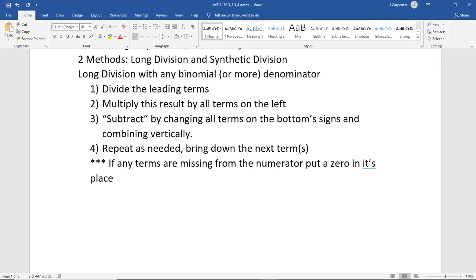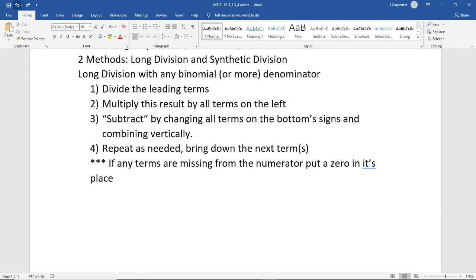Long division with any binomial or more denominator. So when I say binomial, I mean we don't care what the top is. It's just the bottom is going to be something like x squared plus 3x minus 5. That would be a trinomial. Or x minus 7 or 3x plus 17. I'm just saying that the bottom's got more than one term. This would be a monomial, which if you have a monomial, you just split the fraction and reduce each fraction. That's an old technique. So that's what we're talking about, fractions with more than one term in the bottom.